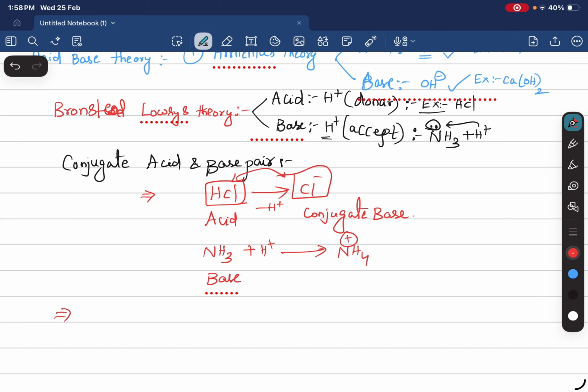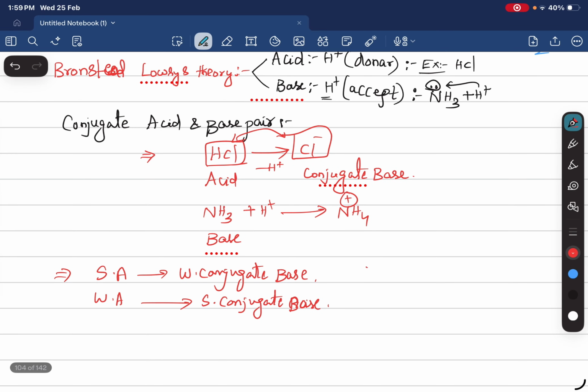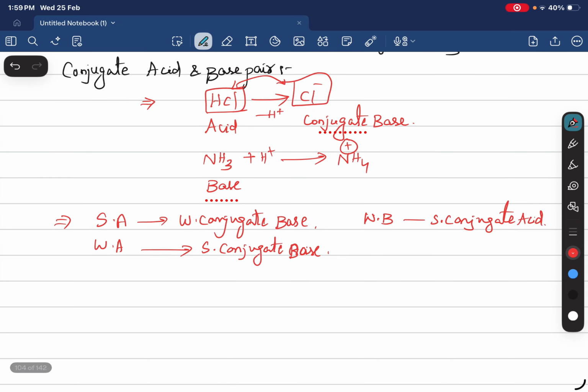Always, a strong acid produces a weak conjugate base, and a weak acid produces a strong conjugate base, and vice versa. In the same way, a weak base produces a strong conjugate acid, and so on. So this is about the conjugate acid base pair.